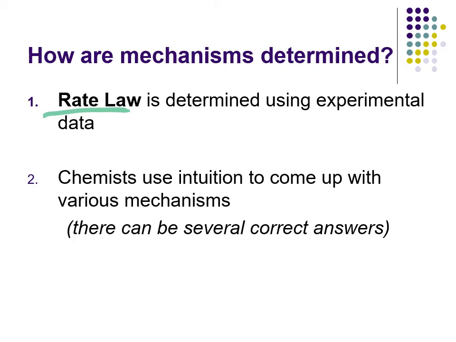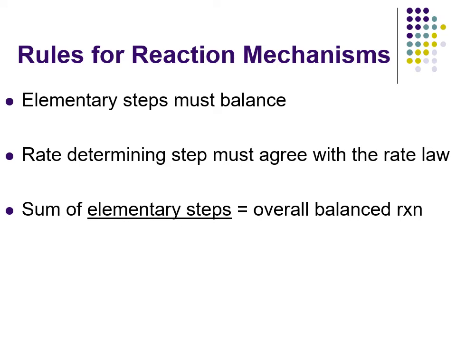So chemists, we're going to use the rate law first of all, and then we can essentially fill in the gaps using our intuition and what we know about particles and what's most likely. But there can be several different answers as to what can be the mechanism, the steps that happen between the beginning and the end of a reaction. As long as you follow these three rules, your mechanism could be possible. So again, there could be multiple mechanisms proposed for any given reaction, but they definitely have to follow this.